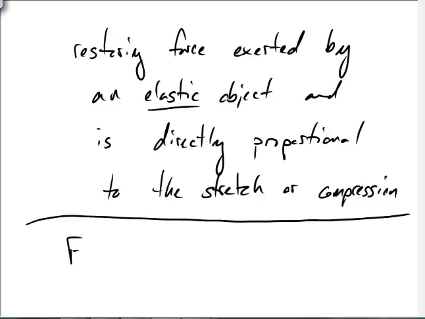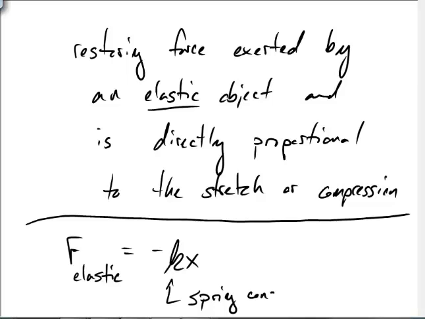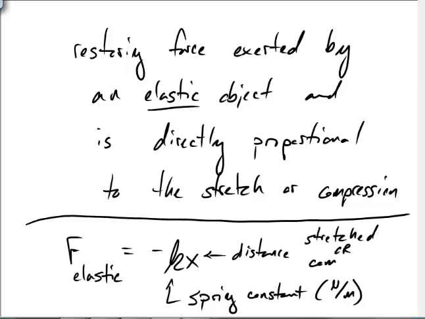So all that verbiage says that the elastic force is equal to negative kx. Force we know all about. k we're going to have to revisit. Spring constant. This is measured in newtons per meter. So how much force is required to stretch or compress the spring 1 meter. That's all that is. And x is the distance stretched or compressed. So this is a force.